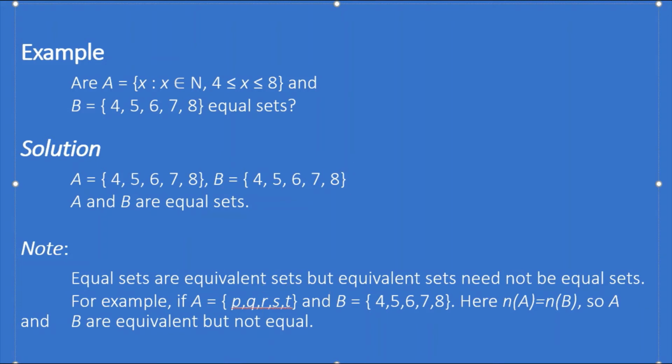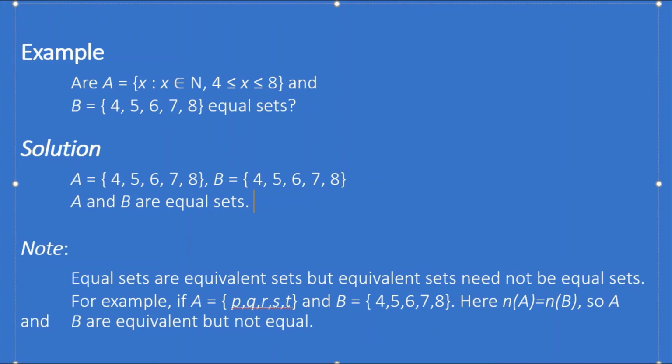Note, equal sets are equivalent sets, but equivalent sets need not be equal sets. For example, if A = {p, q, r, s, t} and B = {4, 5, 6, 7, 8}, here n(A) = n(B). So A and B are equivalent but not equal.